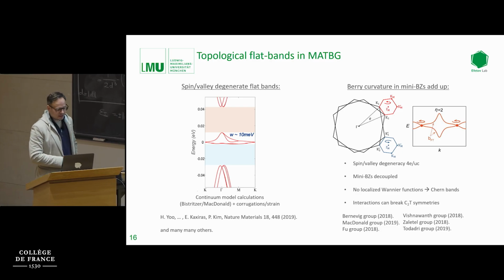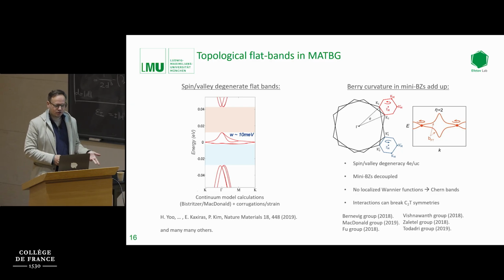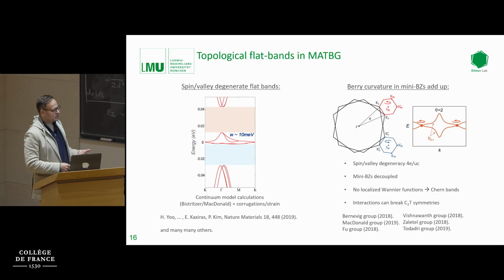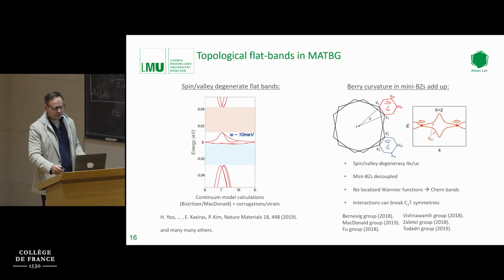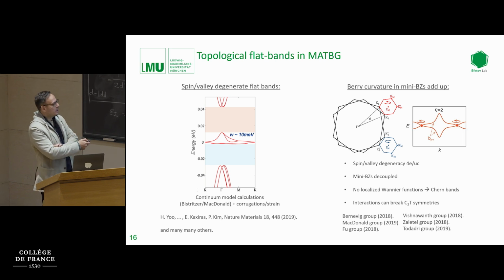Okay, so this flatness of course means that the Fermi velocity is very small and the kinetic energy is very small, and this immediately creates a platform where electron interactions can be the dominant term in your Hamiltonian. So U larger than T can be realized just from the flatness of the bands here.